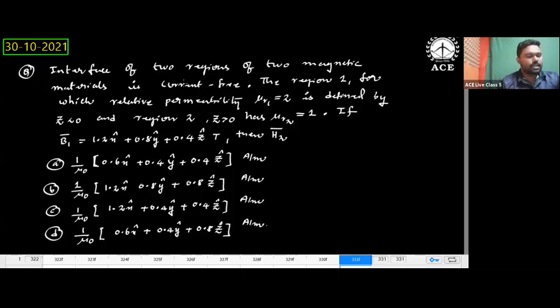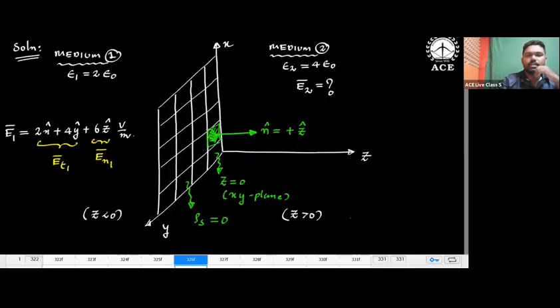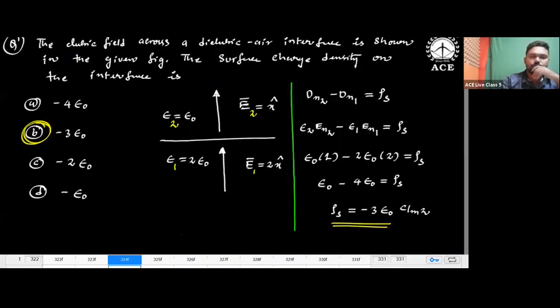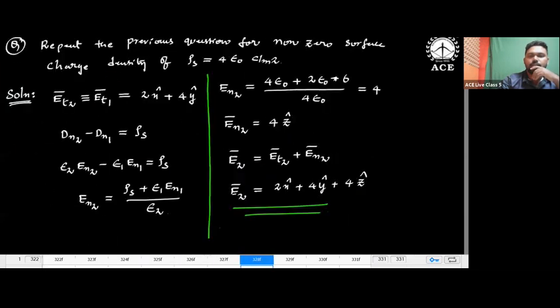So here is a question. Just read out. Yesterday we have done the numericals which are related to the electric field boundary conditions. If you check out, all these are electric field boundary conditions. Now let us start magnetic field boundary conditions here.